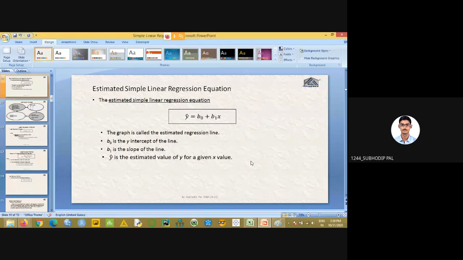Someone was asking me, what is the meaning of using a scatter plot here? Now the concept comes, right? The straight line equation and the simple linear regression equation.